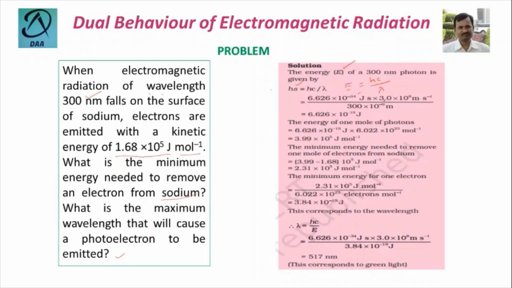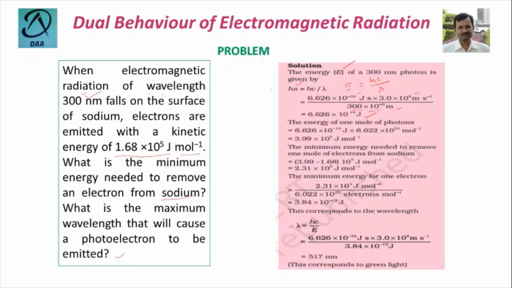What is the velocity of the light? Then it is 3.0 multiplied by 10 to the power 8 meter per second. This part also you have to remember always, this value, and divided by the wavelength lambda. So lambda is 300 nanometer. If you consider in the unit meter, then it will be 300 multiplied by 10 to the minus 9 meter. Then after calculation, the energy of the photon will be 6.626 multiplied by 10 to the minus 19 joule. So it is for each photon.